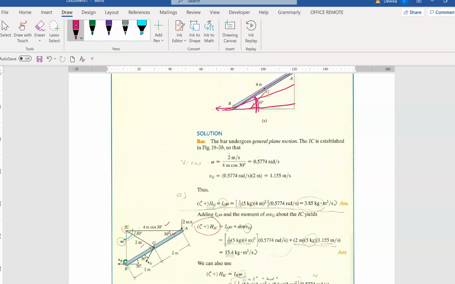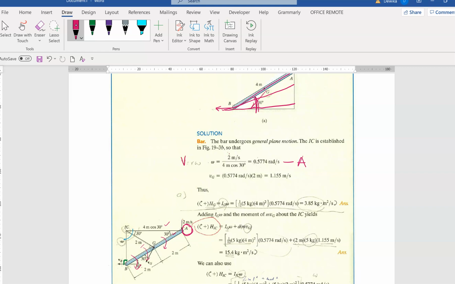You want to find the omega. Remember one thing: omega is the same throughout. If you are using A to look for the omega, it will be the same omega here, as long as it's the same rod. So you can actually use A to find the omega of the rod.